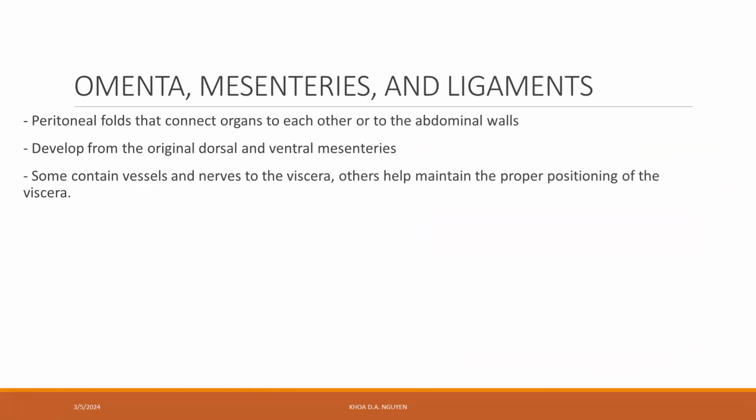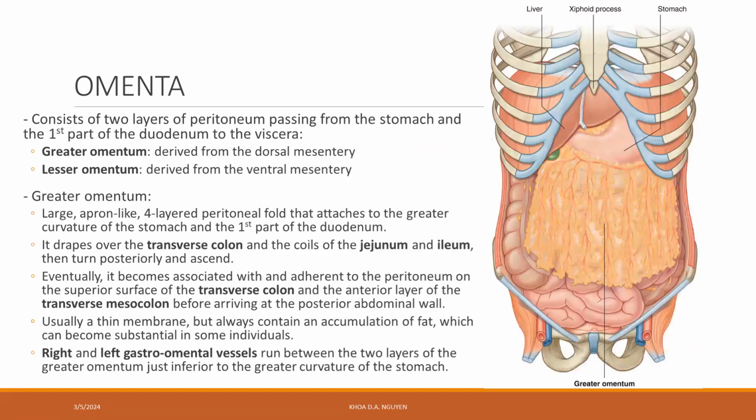All right, so now let's go on and talk about the omenta, the mesenteries, and the ligaments of the peritoneum. Now, those are peritoneal folds that connect organs to each other or to the abdominal walls, and they develop from the original dorsal and ventral mesenteries. Some of them will contain vessels and nerves to the viscera. Others will help maintain the proper positioning of the viscera. So now, let's just go on and talk about the two omenta.